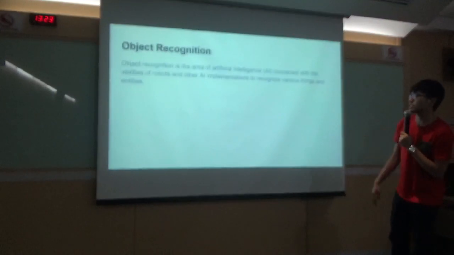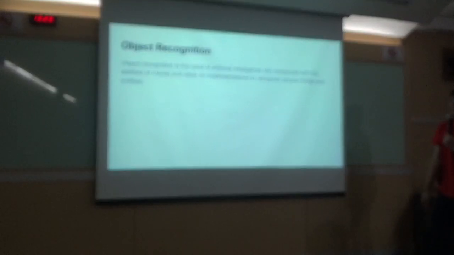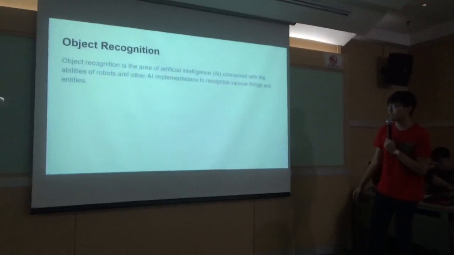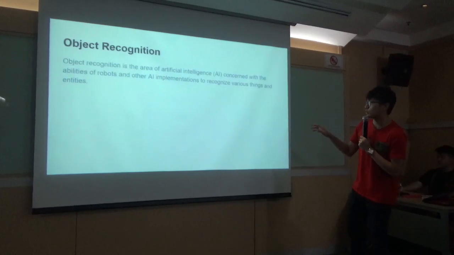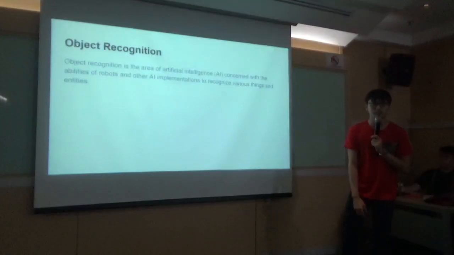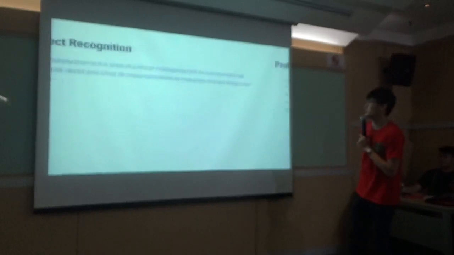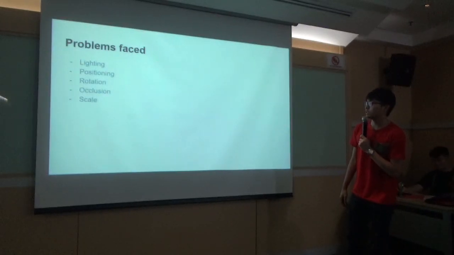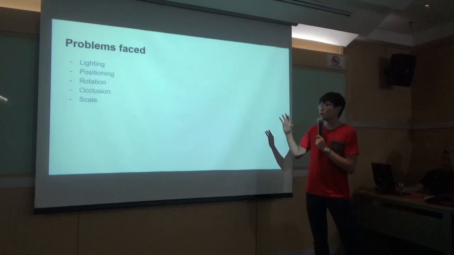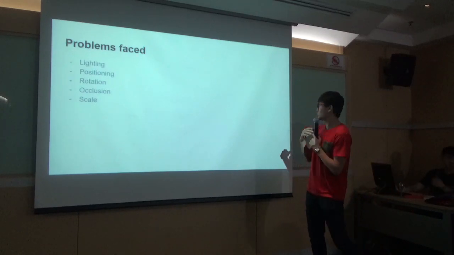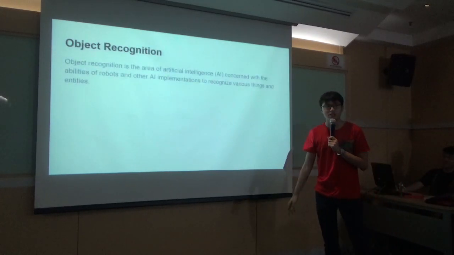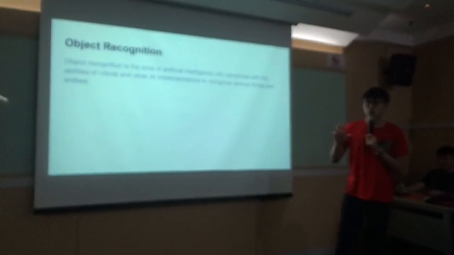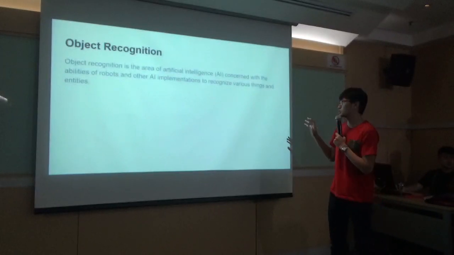Object recognition is the area of artificial intelligence, or AI, concerned with the abilities of robots and other AI implementations to recognize various things and entities. Simply put, when we use object recognition, it's about recognizing an object inside an image.